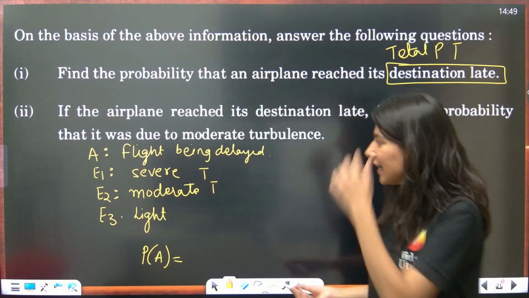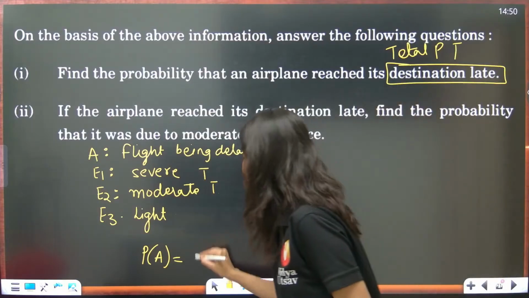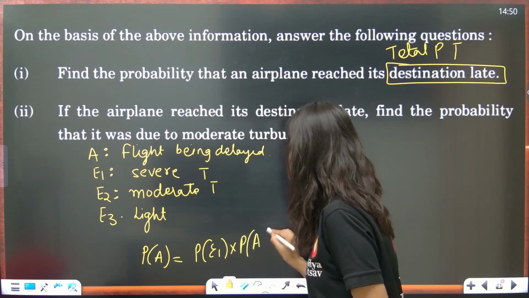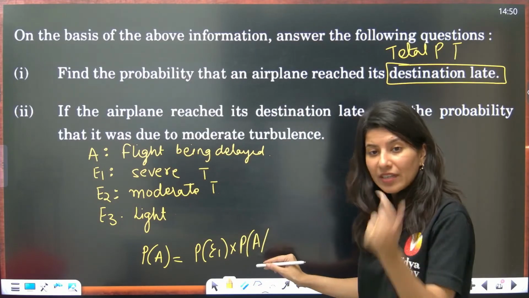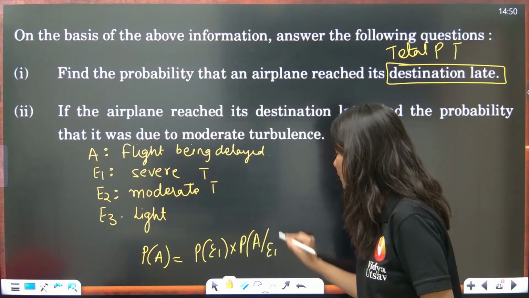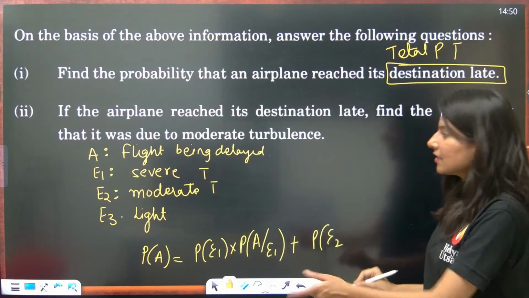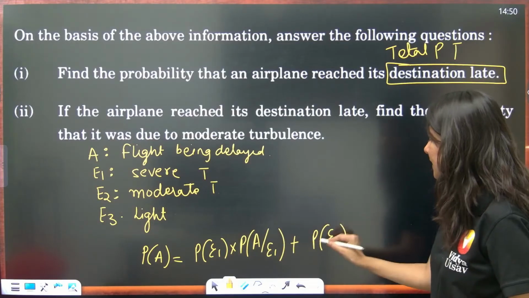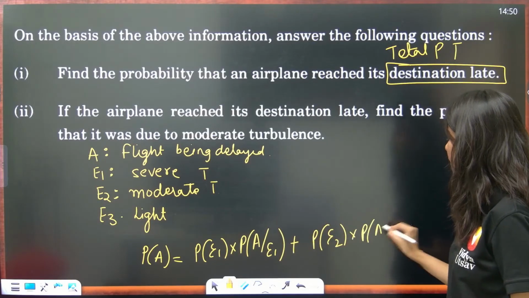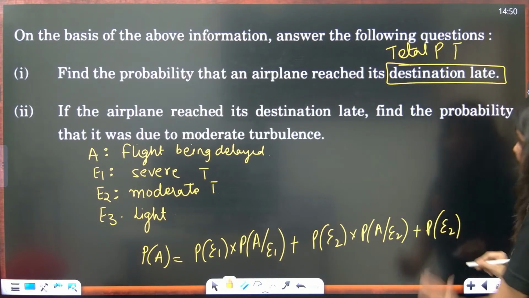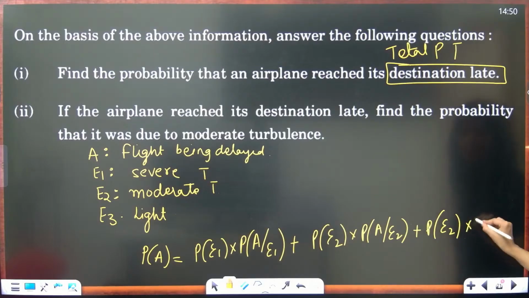So, flight can get late when you are facing severe turbulence and the probability of delay happening because of severe turbulence. Then second thing is moderate turbulence is happening and the probability of the flight getting delayed because of moderate turbulence. Then light turbulence is happening, and the probability of flight getting delayed because of this turbulence.